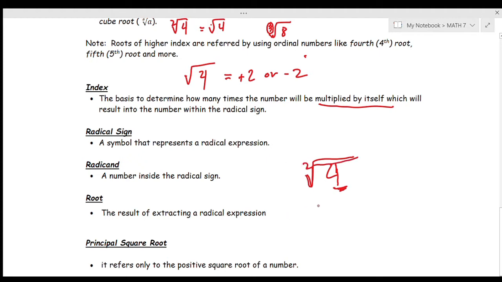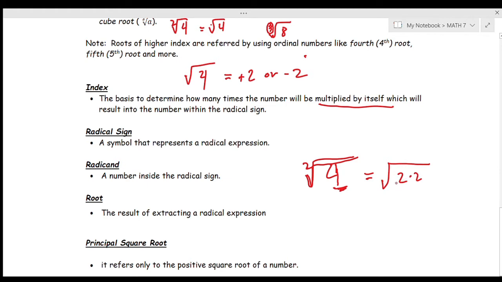And also the root is the result of extracting a radical expression. When we say extracting, hahatiin natin yung sa loob ng radical symbol, which means eto 4, we need to extract that as 2 times 2, because 4 is a result of a number that can be multiplied by itself, which is 2 times 2.